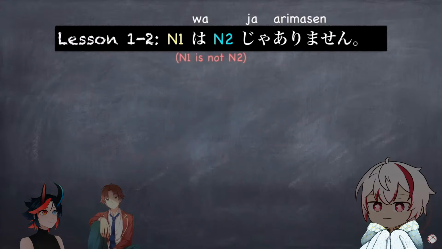Okay, the next one is the negative form of this. So the first sentence that we learned is the affirmative way, or stating something is something. And the negative form of this is N1 wa N2 ja arimasen. So it basically means N1 is not N2. So it's the opposite of the first one that we've learned. Ja arimasen is the negative form of this. So for writing in formal situations, instead of saying ja arimasen, we use dewa arimasen.